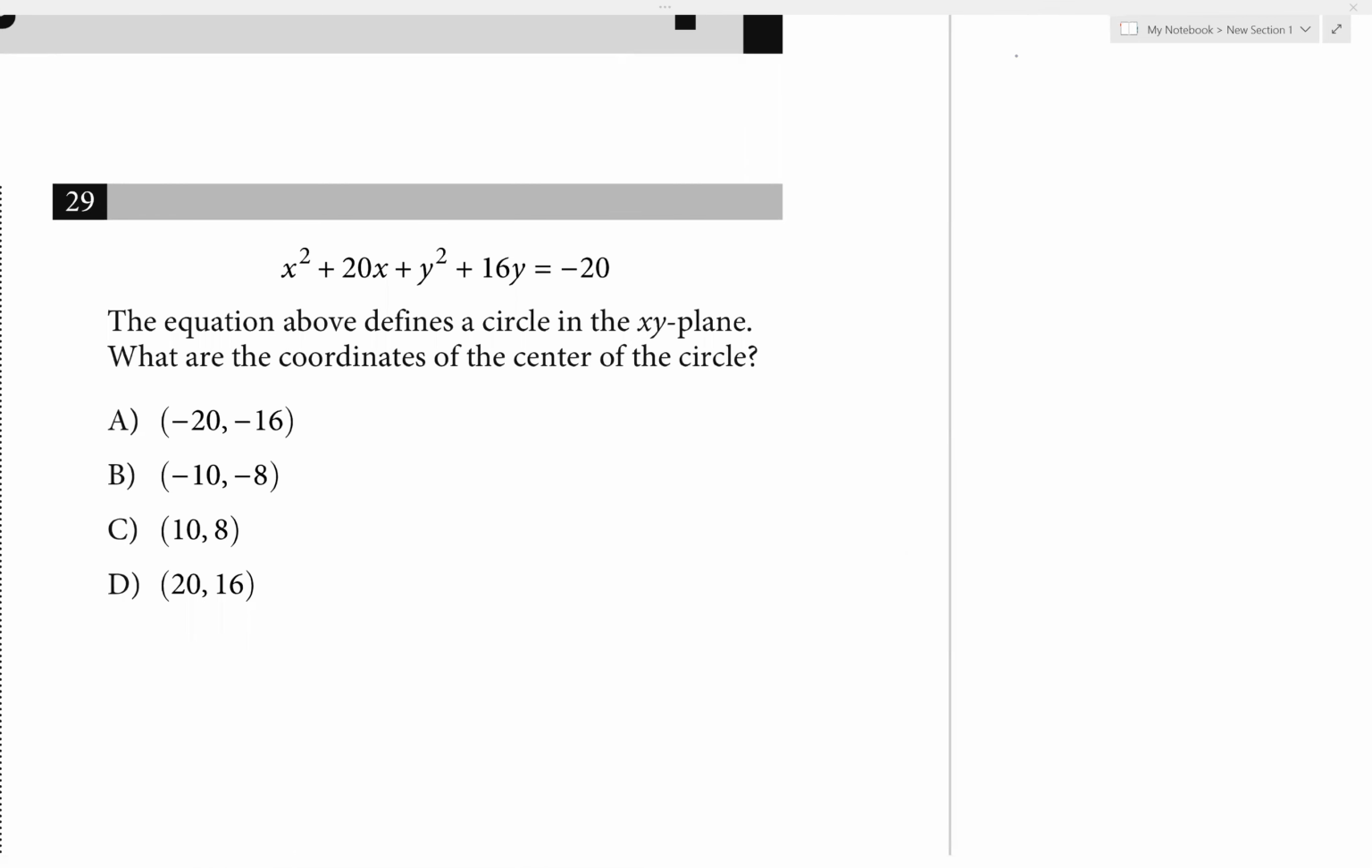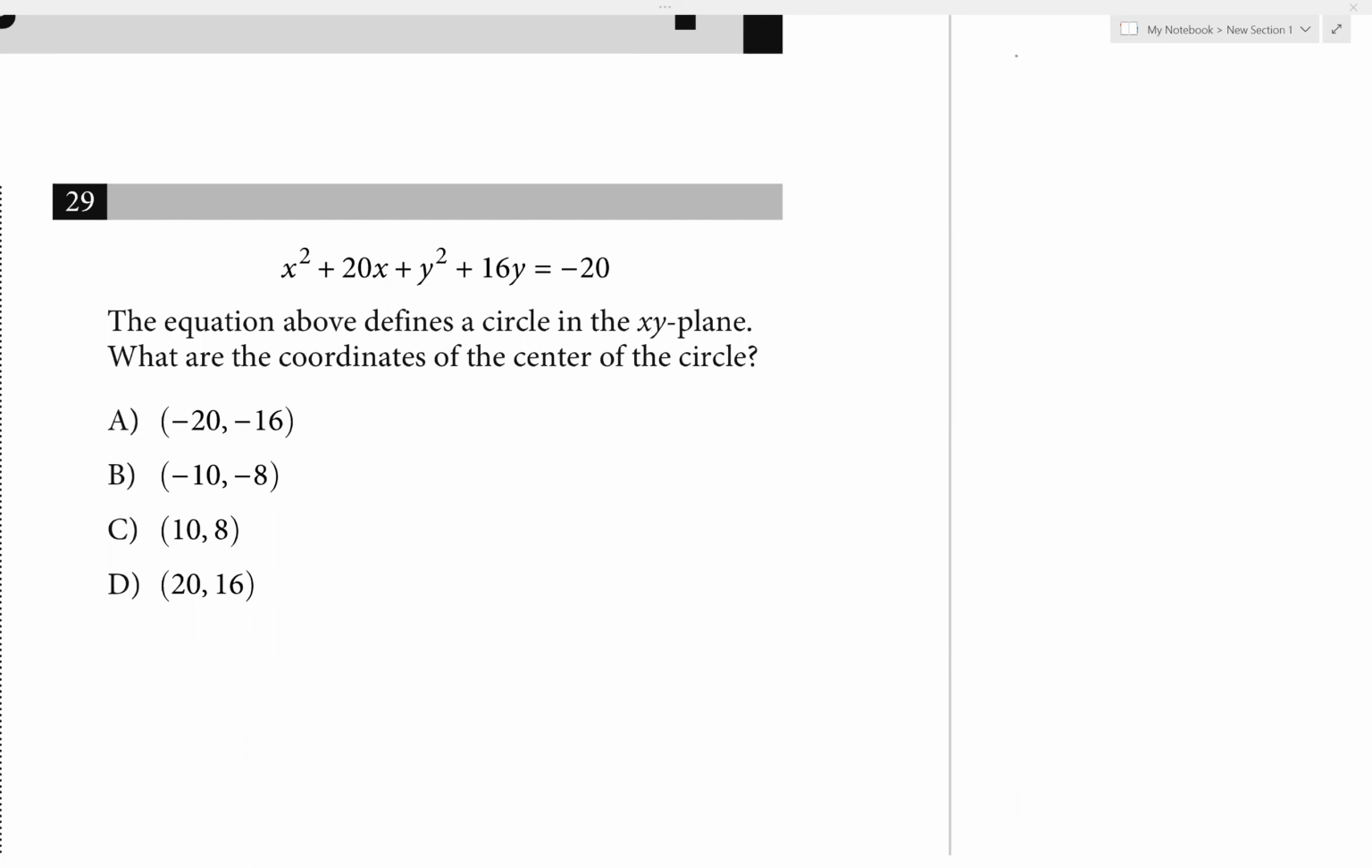All right, question 29. The equation above defines a circle in the xy plane. What are the coordinates of the center of the circle? Okay, so this is the equation of a circle question, and this type of question actually shows up a lot. So we do want to make sure we know how to do this.